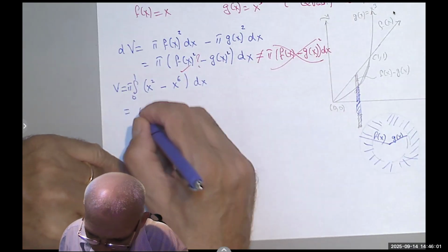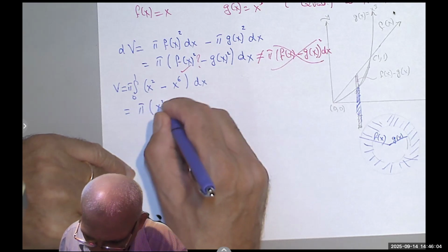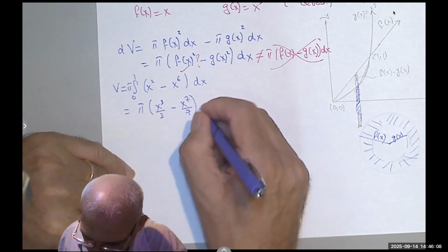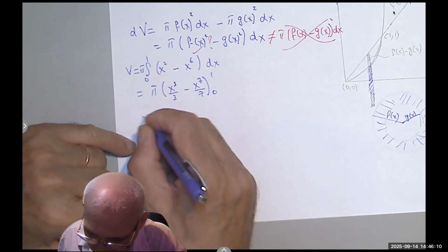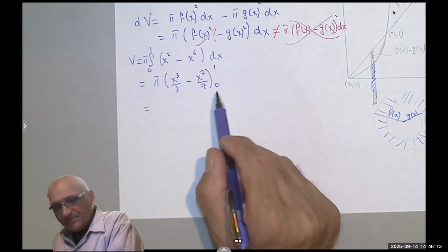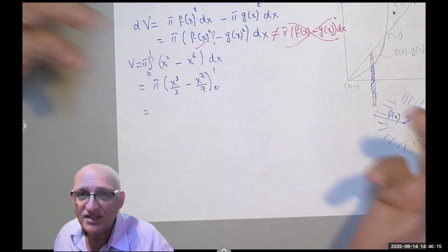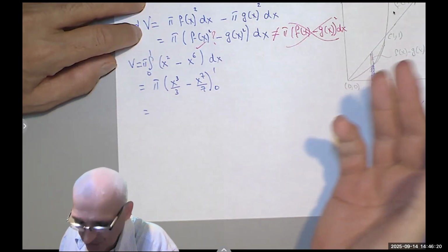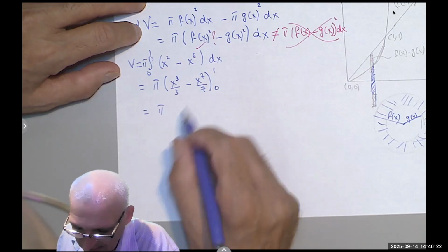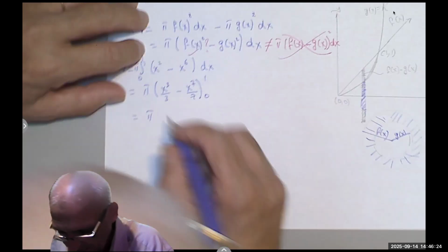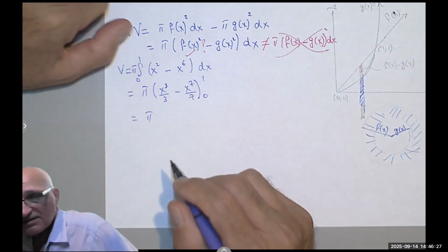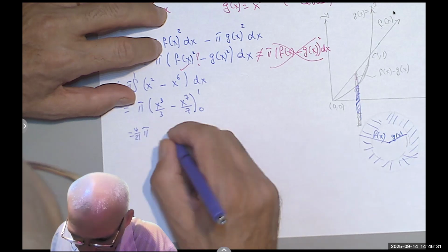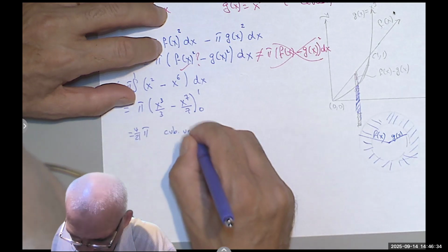So that becomes pi times x cubed over 3 minus x to the 7 over 7, evaluated from 0 to 1. Notice when you substitute 0, you will get 0, so there is no reason to say this minus that. There is no subtraction. When you substitute 1, you get 1/3 minus 1/7. You should all know that it's 4 over 21 cubic units.